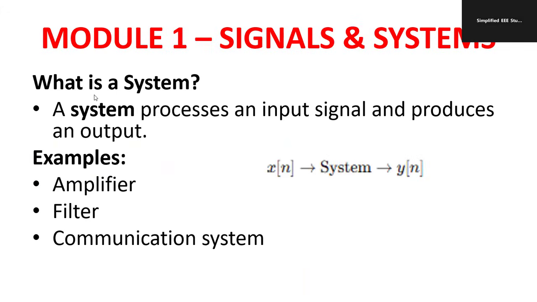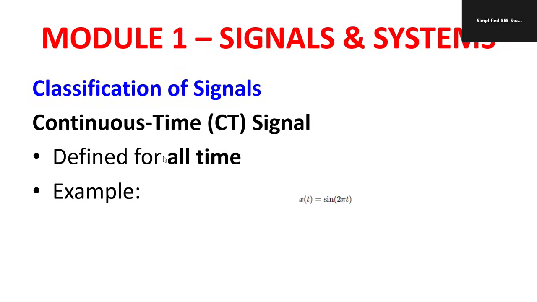Another term is system. You may get definition type questions. A system processes an input signal and produces the output. That means x of n is a signal that is fed to the system and it produces the output y of n. Examples: amplifier, filter, and communication system. These are called systems. So you may get a question like define signals and define system.